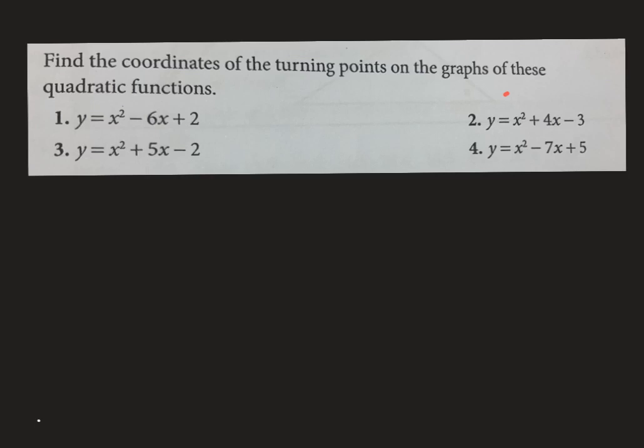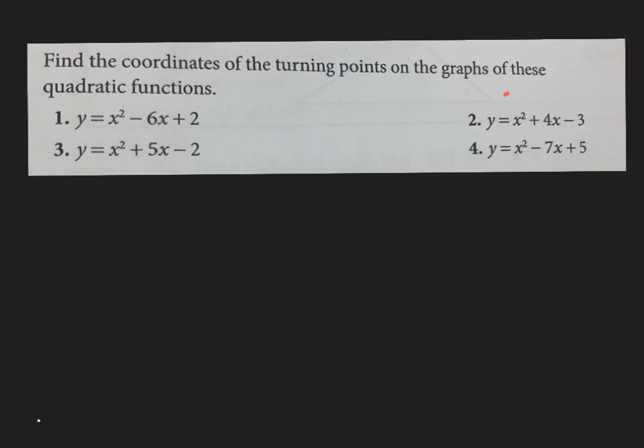Now let us try to solve. Find the coordinates of the turning point on the graph of this quadratic function. First one, y equals x squared minus 6x plus 8. How do we write this standard form in vertex form, then find the turning point?